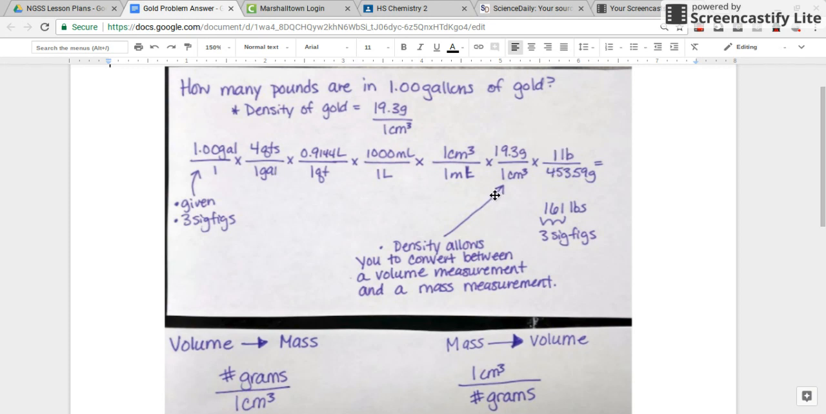Then after you plug in, remember with this one, all you have to do is just multiply across the top, and then divide by the 553.59 grams. Then round your answer to 3 sig figs.